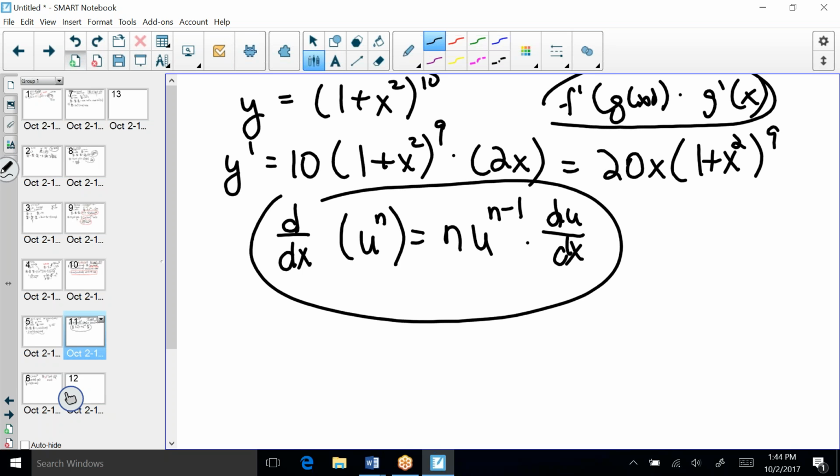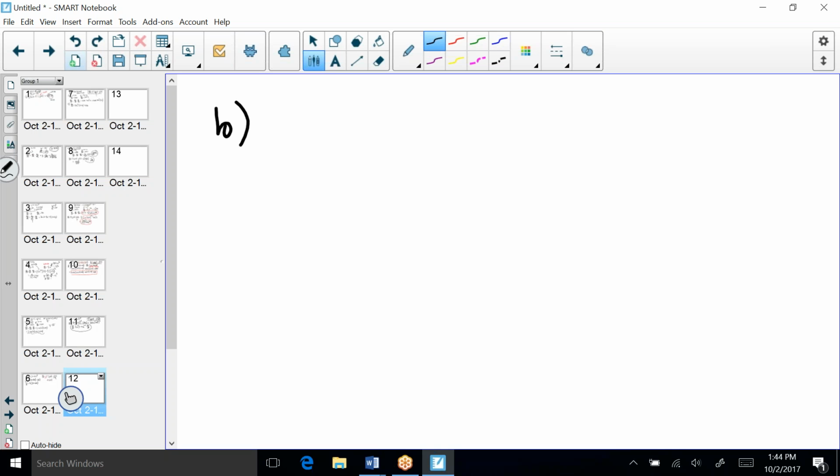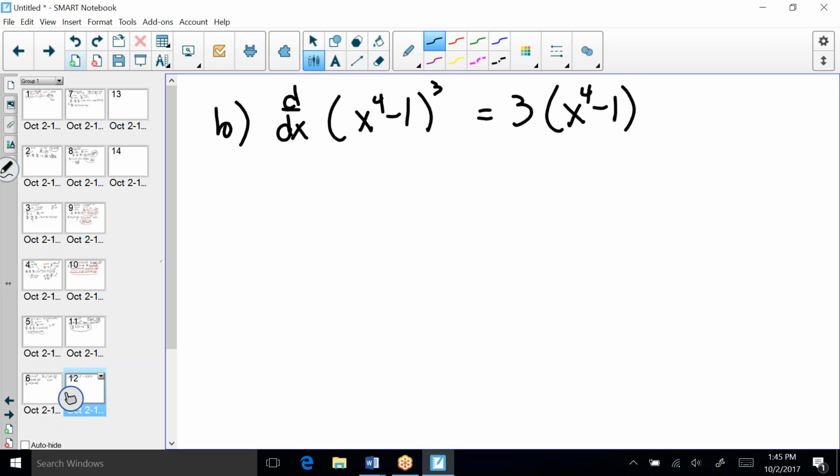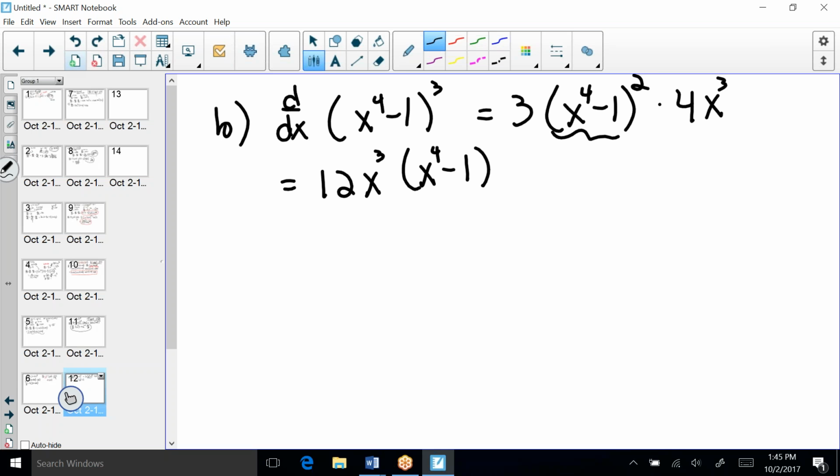So let's look at another example. Let's look at example B. Here we want to find d dx of x to the 4th minus 1 cubed. Using that power chain rule, we can find this derivative by bringing the 3 to the front, just copying the inside, decreasing the exponent by 1, and then multiplying by the derivative of the inside. Derivative of x to the 4th minus 1 is going to be 4x cubed. And then you always want to simplify. We can multiply the 3 times the 4, and that's going to be equal to 12x cubed times x to the 4th minus 1 squared.